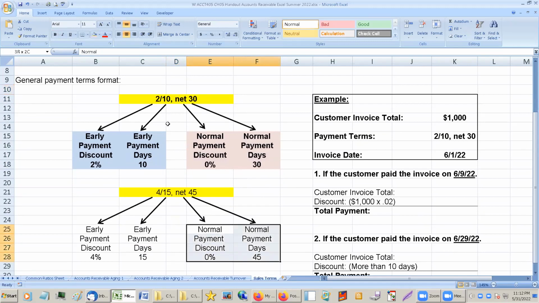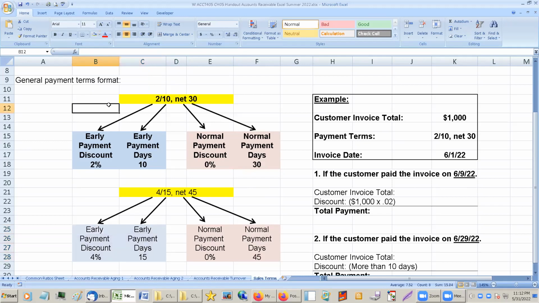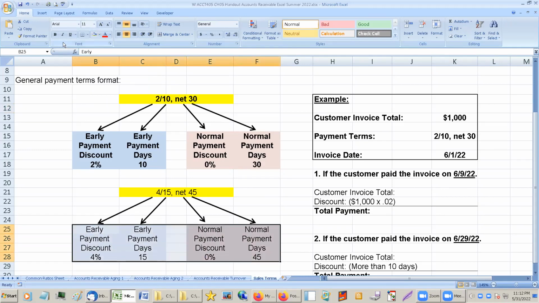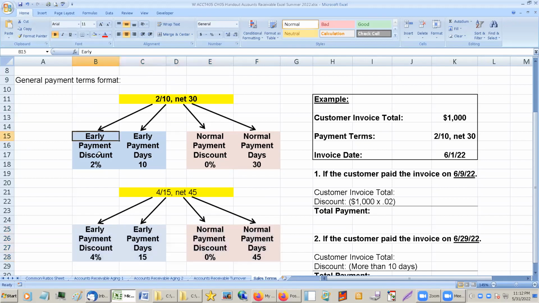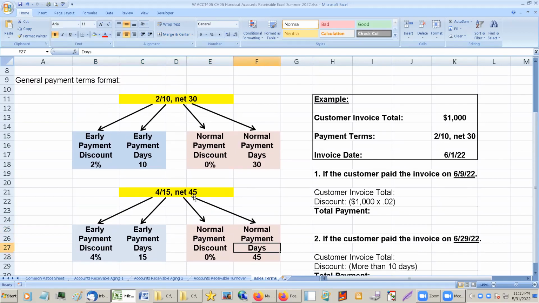So you get a 2% discount if they pay it early, in 10 days. If they don't pay it in 10 days, they have to pay the whole thing by day 30. Down here, we have a little bit different terms: 4/15 net 30, so 4% discount in 15 days. Net discount is 0. So they'll have it in this kind of format. That's what this means: 2% if you pay in 10 days. The rest of it, if you don't pay in 10 days, you have to pay the whole thing by 30 days.